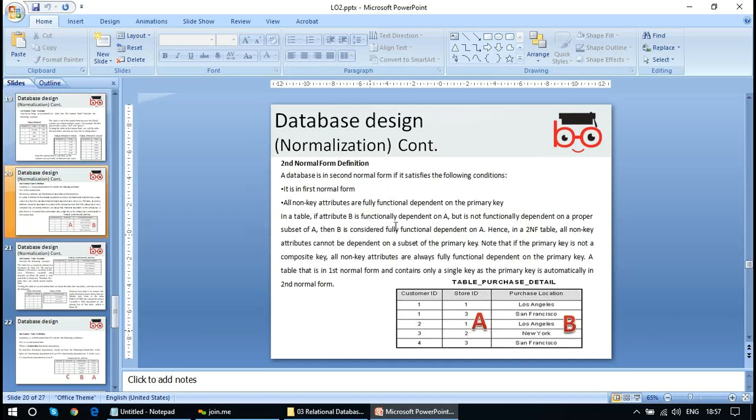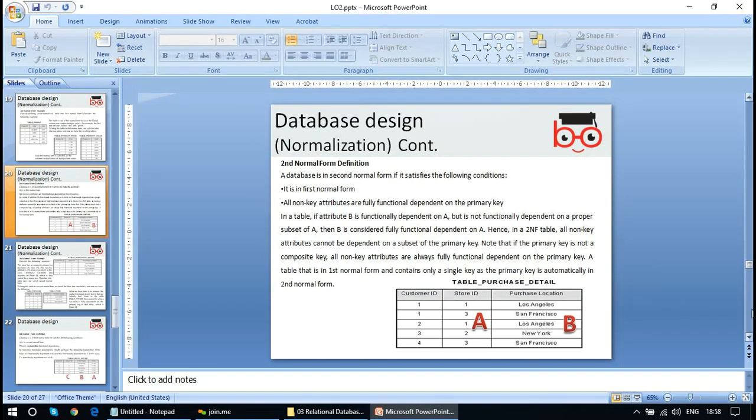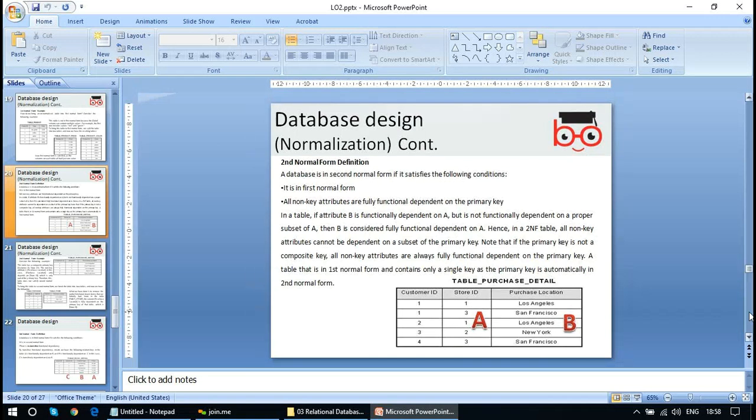Now, second normal form. Second normal form says a database is in the second normal form if it satisfies the following condition: it must be in the first normal form first, and then all non-key attributes are fully functionally dependent on the primary key. Theoretically it might be difficult, so let us go to the example directly and then you would understand.